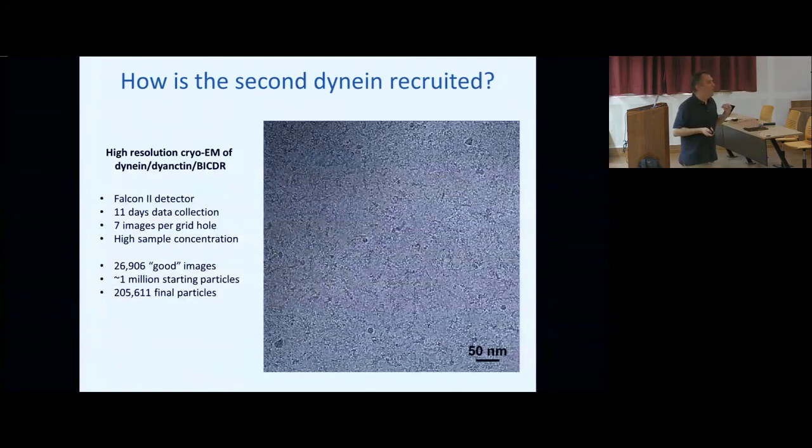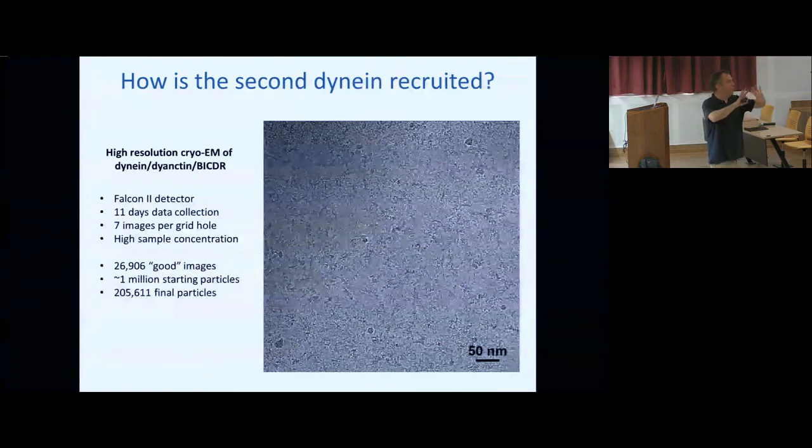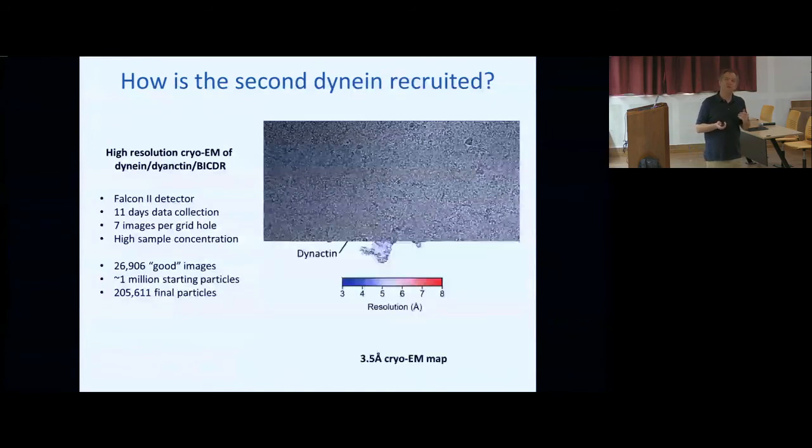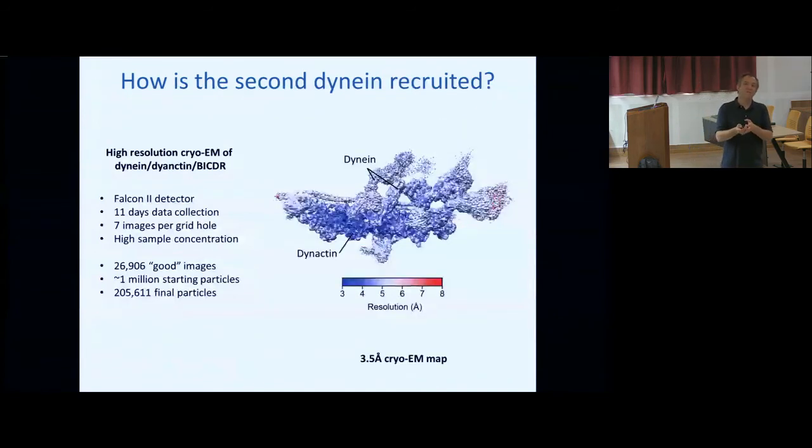So remember, on that first image I showed you that all the particles were nicely distributed. Here, you're really packing them in as you can get them. And so we had about 1 million particles, and that should have been enough to get us high resolution. And sure enough, from this, we were able to get a 3.5 angstrom map, and that was beautiful, a great improvement on our previous one.